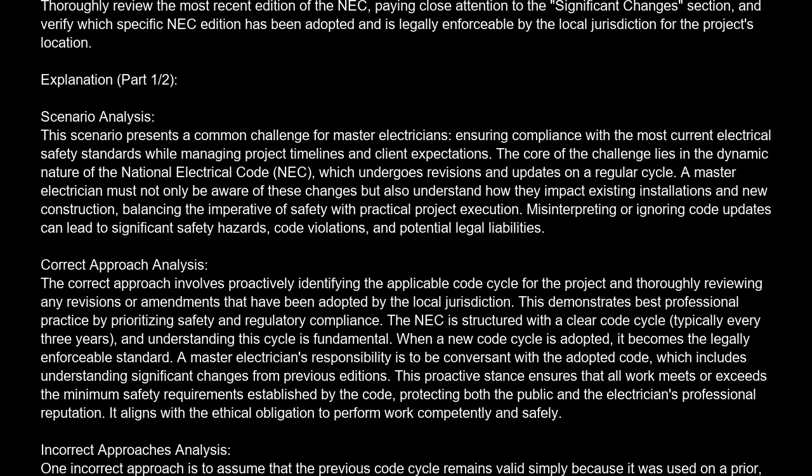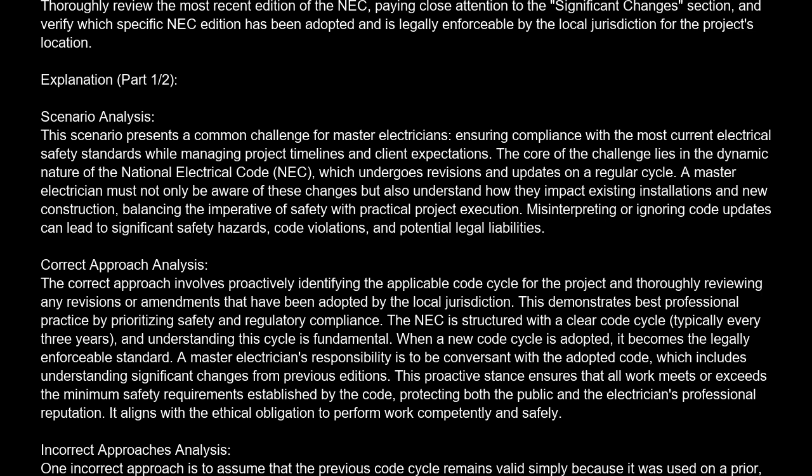Correct approach analysis. The correct approach involves proactively identifying the applicable code cycle for the project and thoroughly reviewing any revisions or amendments that have been adopted by the local jurisdiction. This demonstrates best professional practice by prioritizing safety and regulatory compliance. The NEC is structured with a clear code cycle, typically every 3 years, and understanding this cycle is fundamental. When a new code cycle is adopted, it becomes the legally enforceable standard.